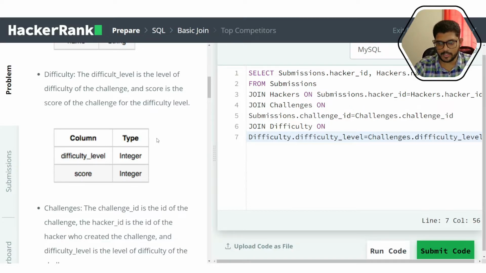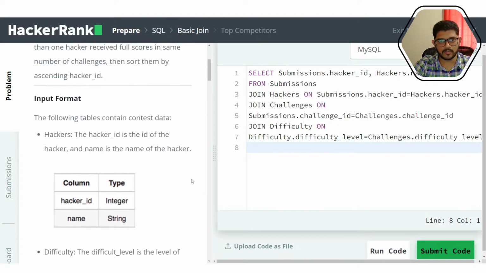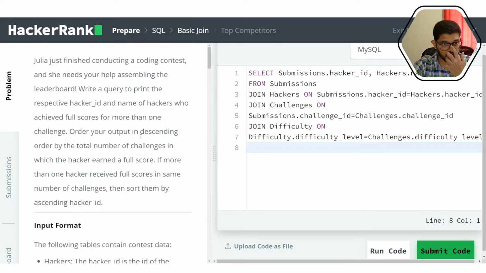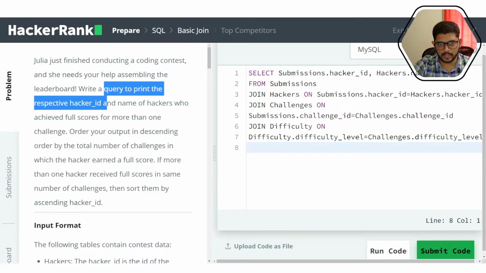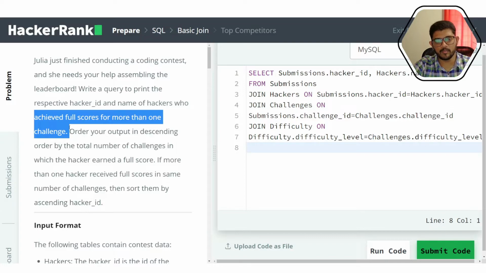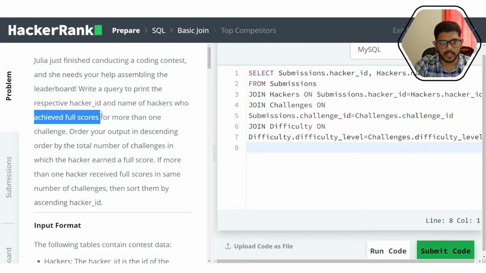Okay, so that is the difficulty table. Even that has been joined. So we now have 4 tables combined. Now here is where we have to start doing the filtering process. So what is the condition here? We will have to query all those hackers, their ID as well as name, who got full scores for more than one challenge. That more-than-one-challenge part will come later. So what do you mean by saying that they got full score? How do we know whether they got full score?